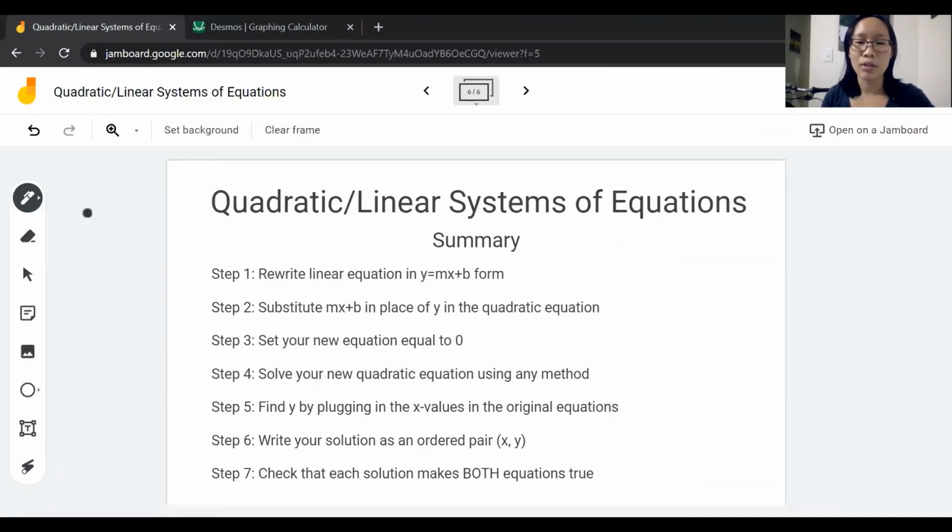To summarize, when you solve a quadratic linear system of equations, the first thing you're going to do is rewrite your linear equation in y equals mx plus b form. That way, you'd have an expression for y that you can substitute in the place of y in the quadratic equation. From there, you set your new equation equal to 0, and then you solve that using any method you like. Once you have solved your quadratic equation, you need to find y by plugging in your x values into the original equations. Then you're going to write your solutions as ordered pairs (x, y), and then you're going to check that all your solutions make both equations true.